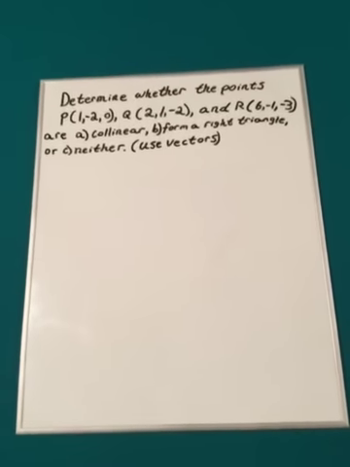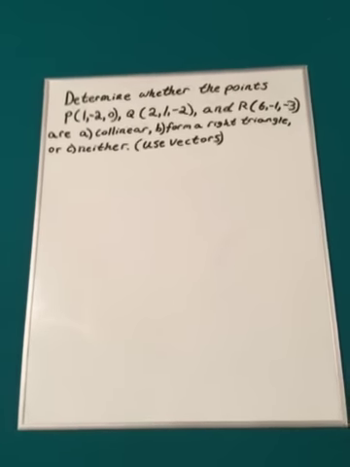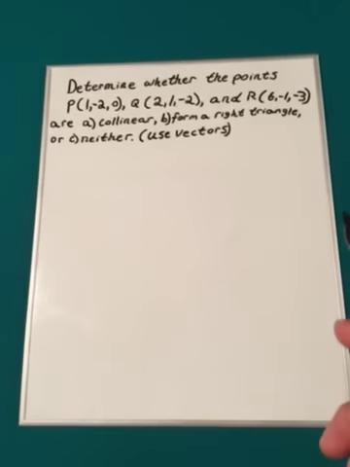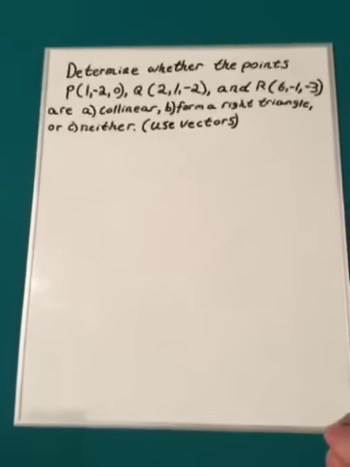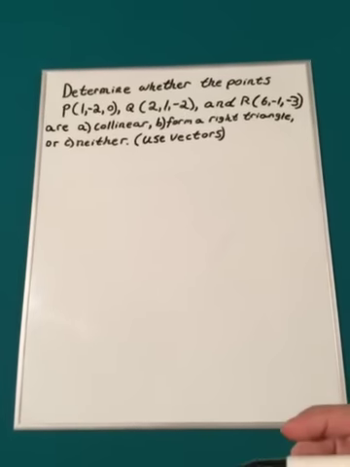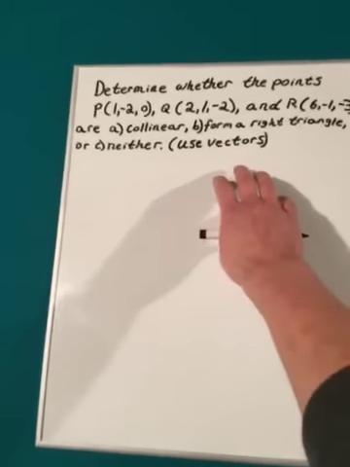Hello everyone! So the question we have here is, to determine whether these points, P, Q, and R, are collinear, form a right triangle, or neither. And we're given a hint even to use vectors.